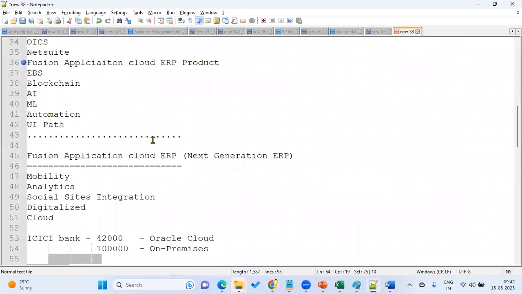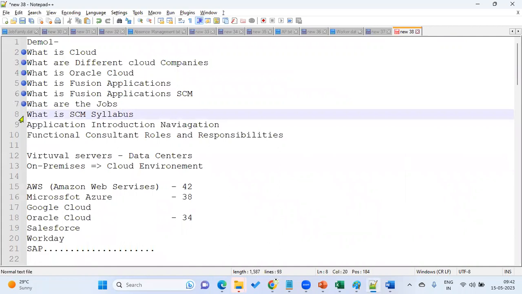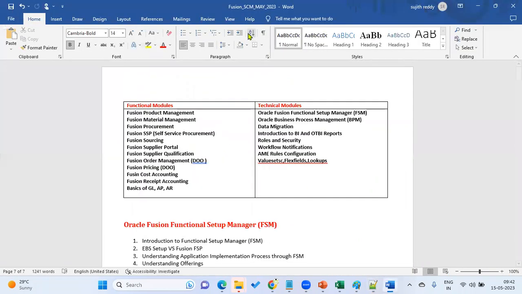So far in our previous sessions, we discussed all these options. Now we are going to talk about the syllabus: what we are going to learn in supply chain management, what modules we are going to learn, and what different topics we are going to learn over here. So that's what we are going to discuss. Okay, so this is going to be our syllabus copy.